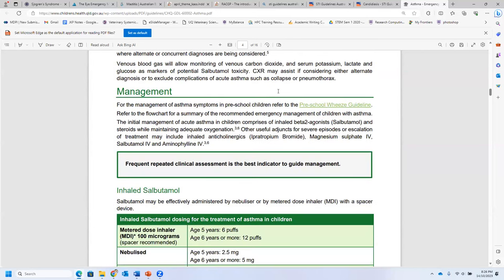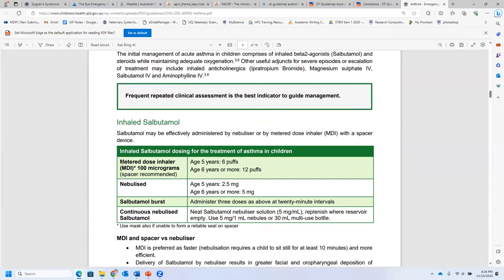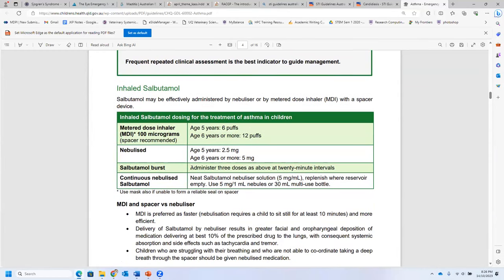So we start with the management. We can do it later on. Metered dose inhaler, 100 micrograms of Ventolin: for age 5 years, six puffs; age six or more, 12 puffs. So salbutamol puffs, three doses, like six into six into six at 20 minutes interval. So six puffs, six breaths, and then again six puffs, six breaths, again six puffs and six breaths. That is completed over 20 minutes. If the patient is not responding, then you move on to the ipratropium bromide, in a spacer device or as a nebulization, and then start the patient on oral steroids.